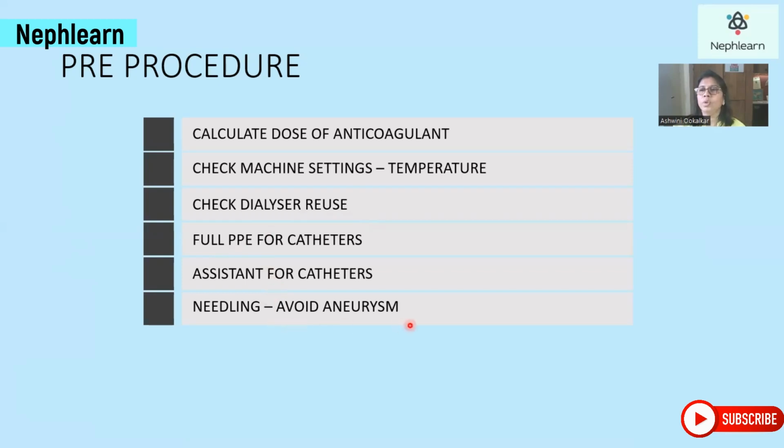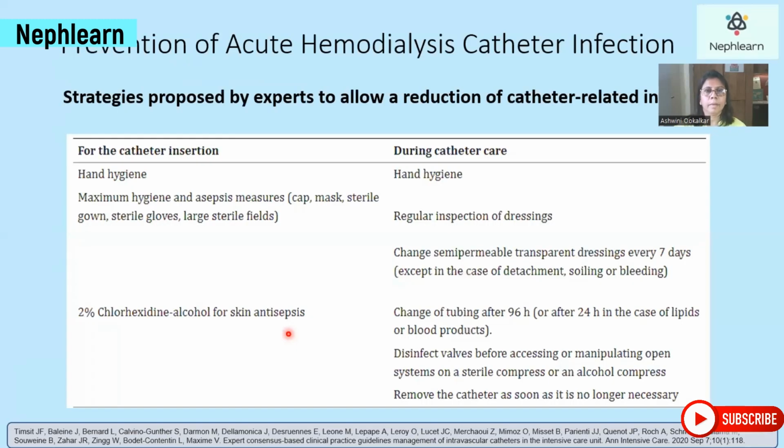In the case of fistulas, to avoid aneurysms, we must take care of the needling techniques and use a rope ladder technique or a rotating technique. And then these are the steps that we must take in order to reduce the chances of infection. Hand hygiene is a must. Then comes the aseptic measures, and then 2% chlorhexidine alcohol for skin antisepsis. During catheter care, we must be careful about hand hygiene at all times, and regular inspection of the dressings must be done.